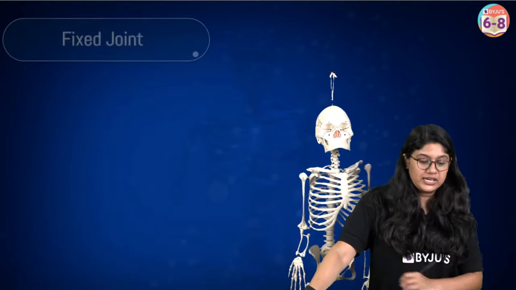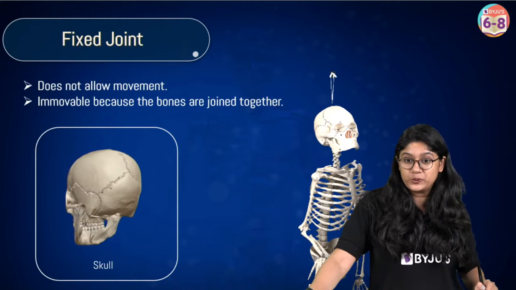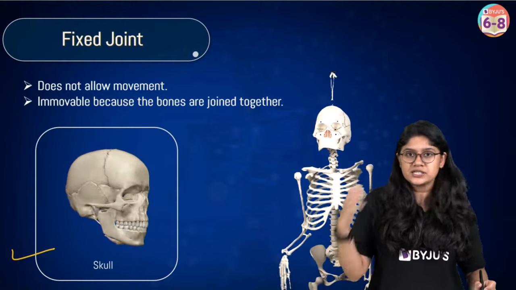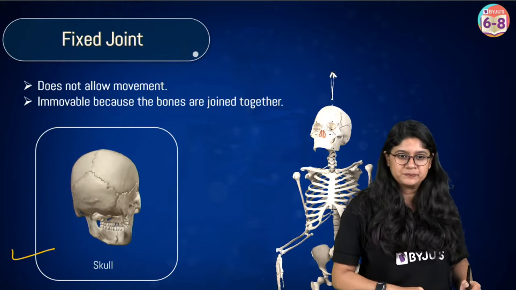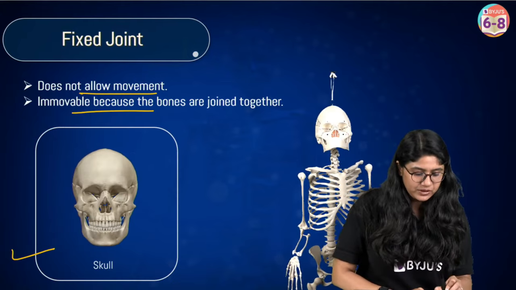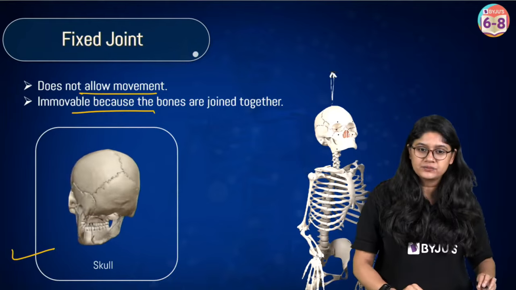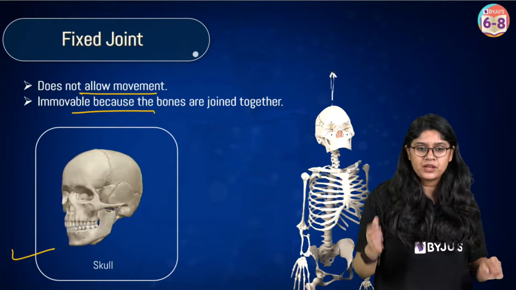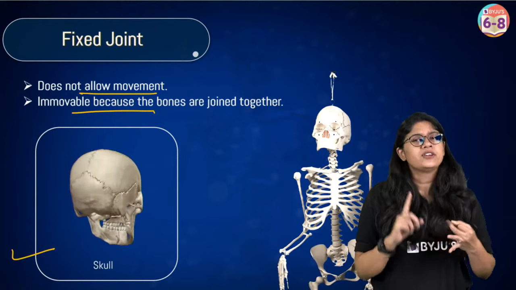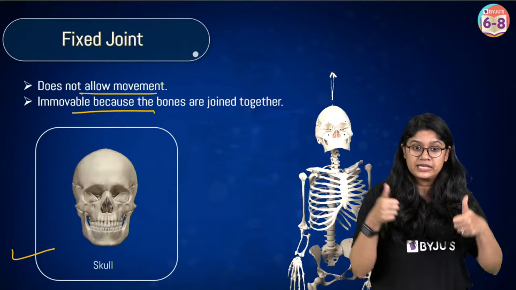Now let's move to the next joint, which is the fixed joint, which we have only and only in the skull, right? And of course, it's a fixed joint. No movement will be happening. This is the immovable joint. So are we clear? Can you quickly recall all the joints? We have hinge joint, saddle joint, fixed joint, ball and socket joint, and then the pivot joint. Clear?